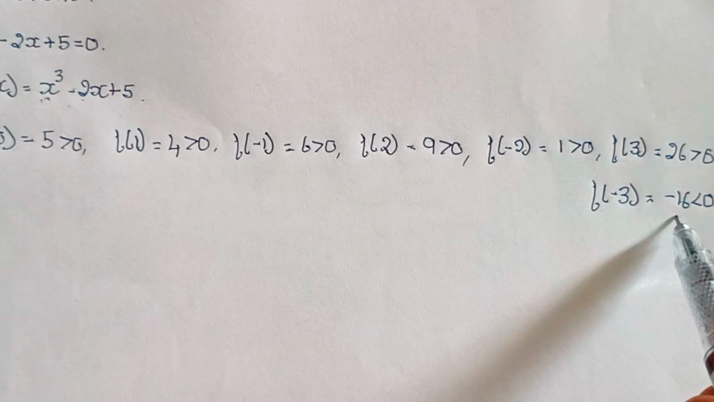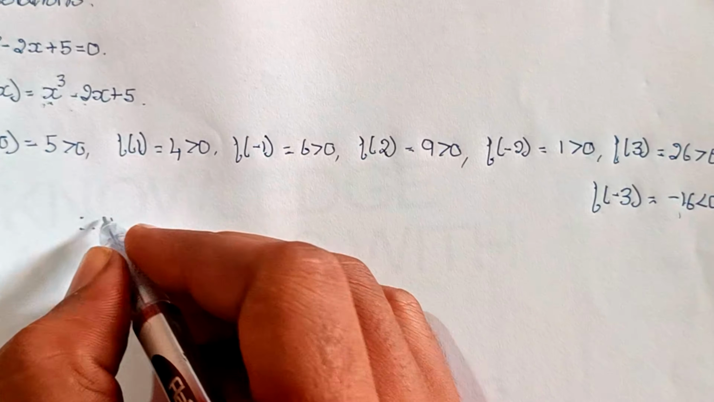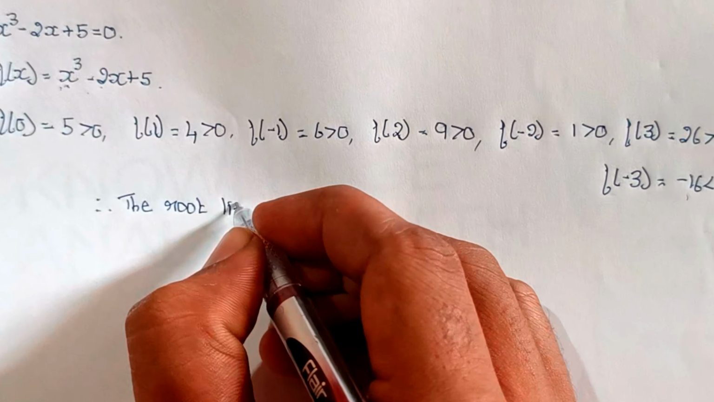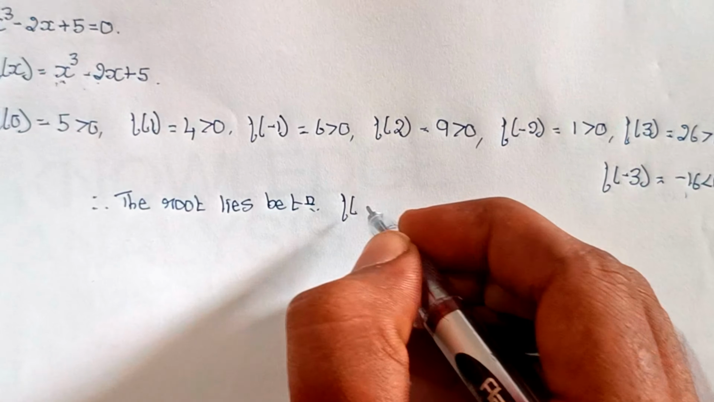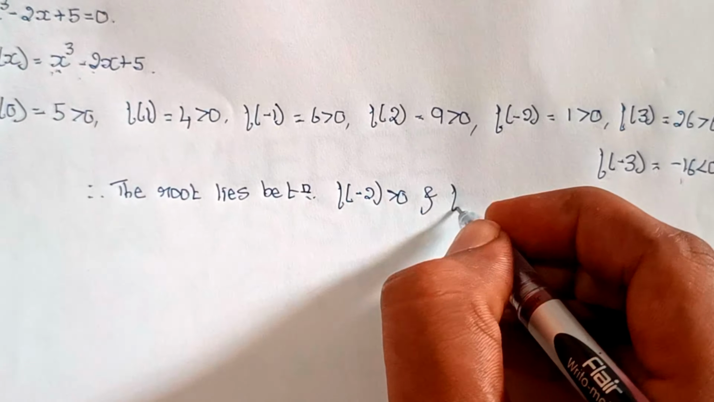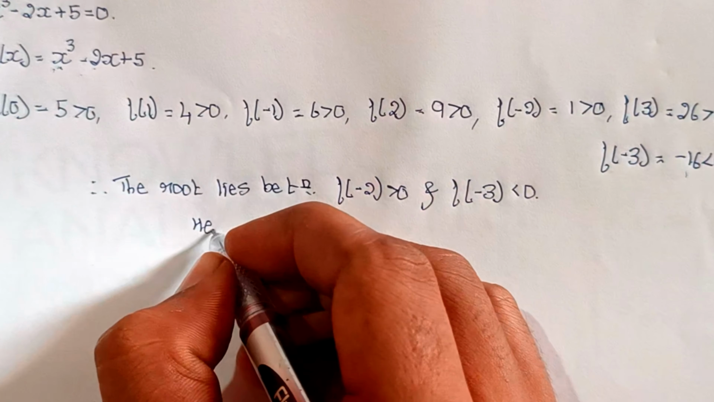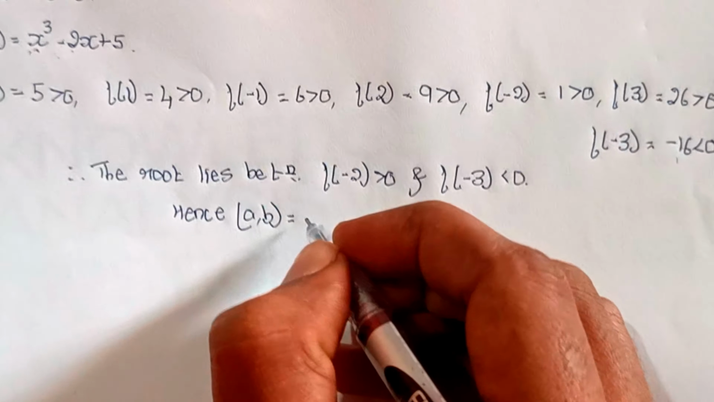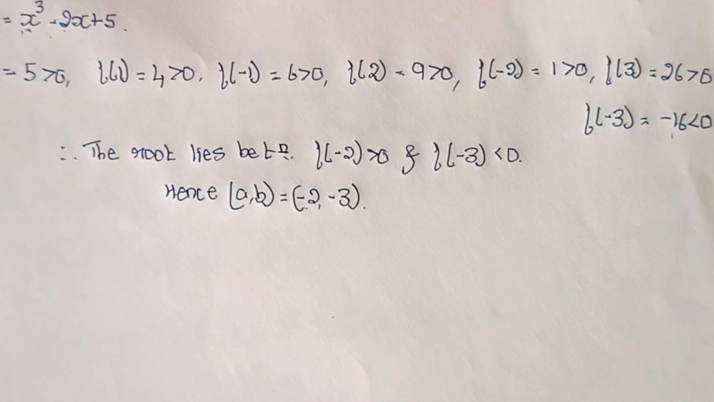Thus we got a negative sign as well as a positive sign. Hence we can say that the root lies between f of minus 2 and f of minus 3. f of minus 2 is greater than 0 and f of minus 3 is less than 0. Hence a and b is equal to minus 2, minus 3. Hence the root lies between minus 2 and minus 3.